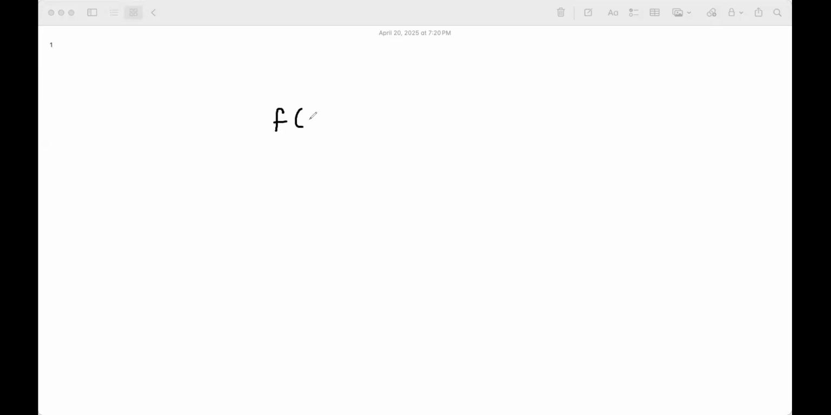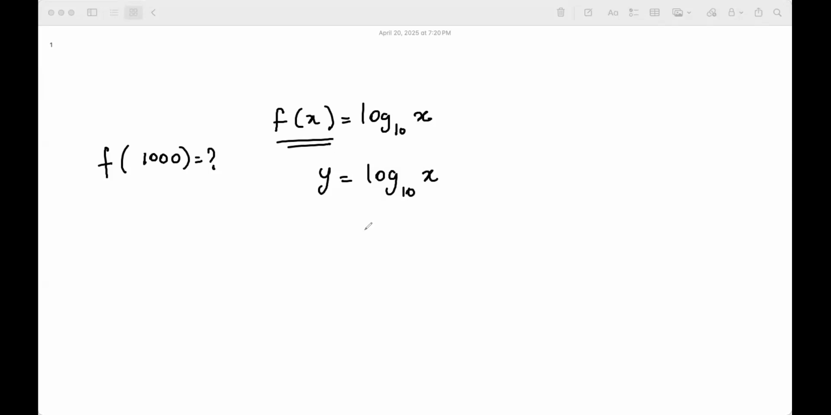How about this? F of x equal to log x base 10. They're asking us to find f of 1000. How to find this? We can't work with logarithmic functions without a calculator, because we don't know the values. We don't need to know. Can we convert it to exponential functions and see? I will write this as y equal to log x base 10. Can I convert it to exponential functions?